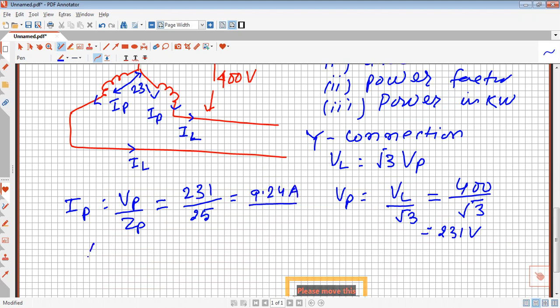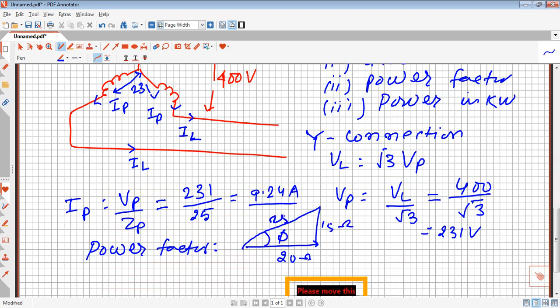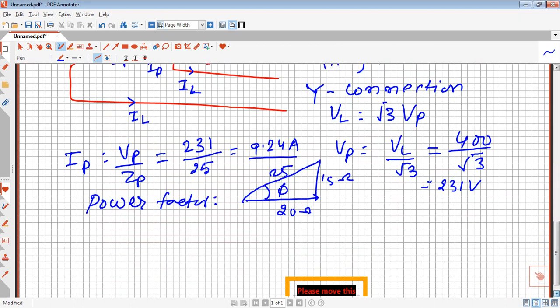Now we have to calculate the power factor. Power factor will remain the same as already calculated, with 20 ohm here and 15 ohm here. So this angle will remain the same, and we get the same value. So cos phi will again be equal to 20 divided by 25, which is equal to 0.8 lagging.